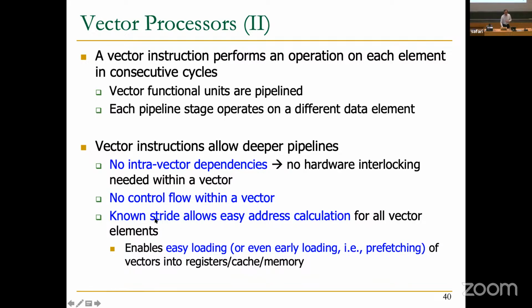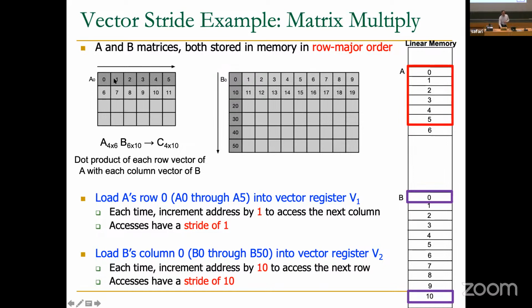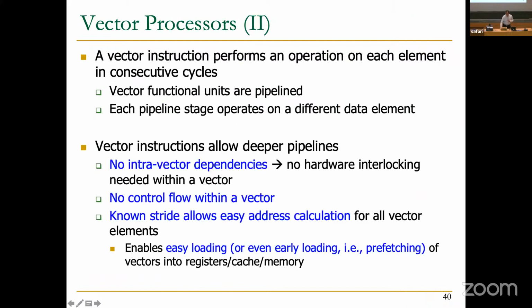And there's a known stride, right? You know the stride. This allows easy address calculation for all vector elements. Like if you go back over here, you always calculate the address by incrementing it by 1 over here, right? Here, when you're loading this column, you always calculate the next address by incrementing it by 10. So you have a known stride essentially. So that helps easy loading of vectors into registers, cache, or memory, or even early loading or prefetching, because these are really predictable addresses.